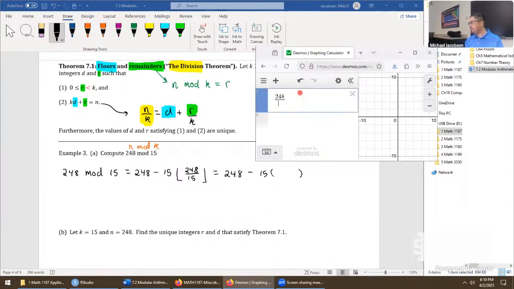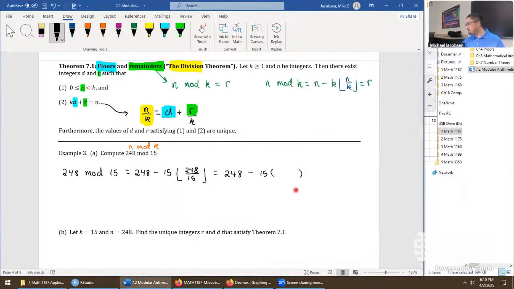So 248 divided by 15 gives us 16.5 repeating. That means the floor of that quantity is just 16. So drop the 16 into this location. It tells us if you subtract 15 16 times, then you will not force this negative. You'll get a number between 0 and k, which is 15, and that's the remainder r.